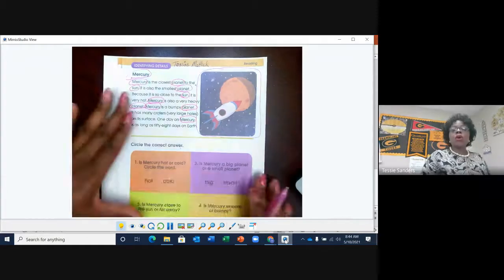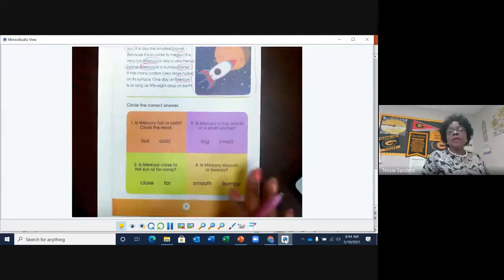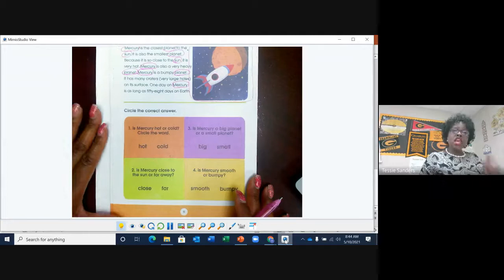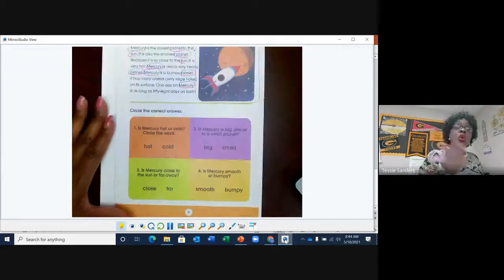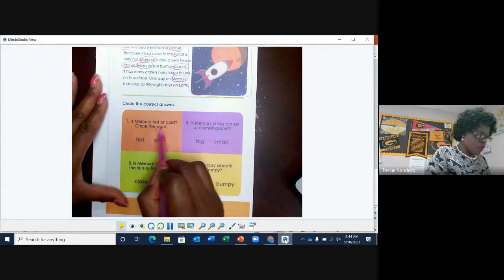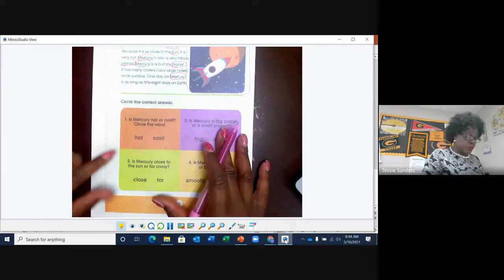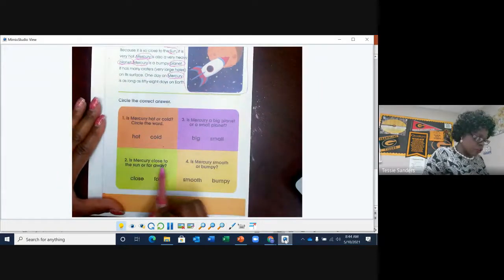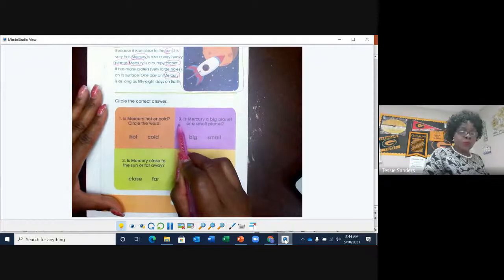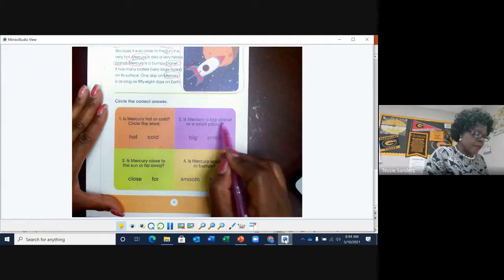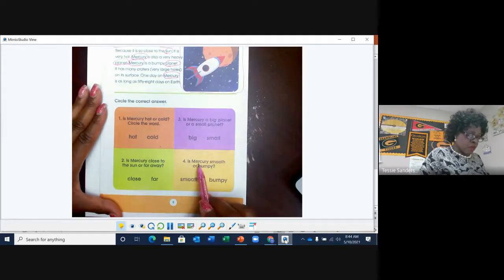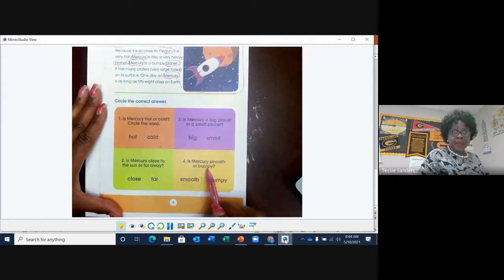Let's read our 4 questions before reading the little short story. Are you ready? Question 1. Let me hear you read. Is Mercury hot or cold? Circle the word. Number 2. Read. Is Mercury close to the sun or far away? Number 3. Read. Is Mercury a big planet or a small planet? Number 4. Is Mercury smooth or bumpy?